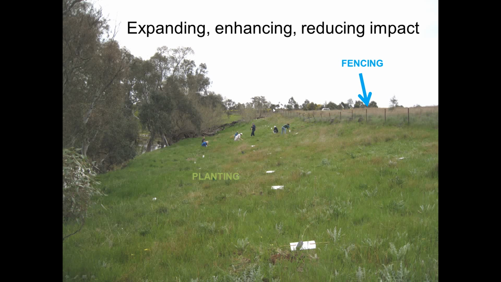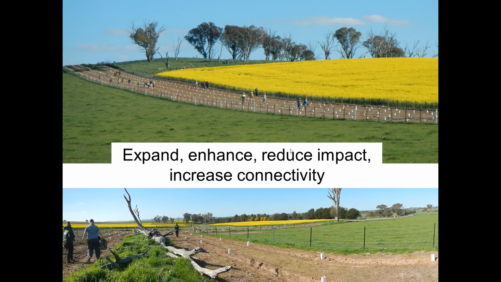They can add fencing as well, which keeps the cattle and stock away from the rivers, because cattle will tend to trample down banks and cause a lot of bank erosion. Here we have the establishment of a connective corridor between patches of habitat. So you can see people planting trees in this little connective strip, which will be a corridor.